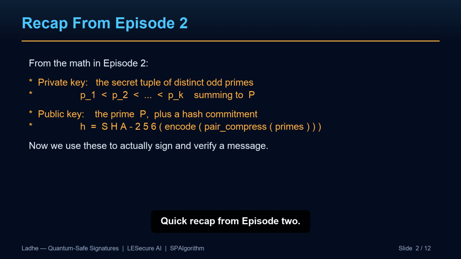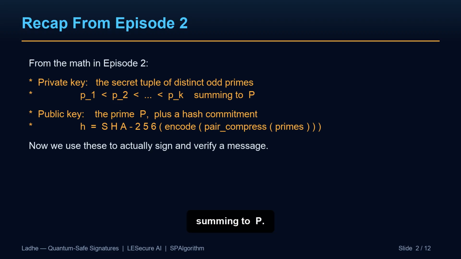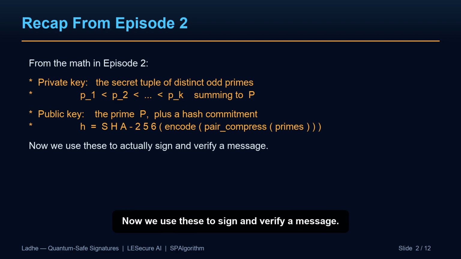Quick recap from Episode 2. The private key is the secret tuple of distinct odd primes, summing to P. The public key is P itself, plus the SHA-256 hash of the encoded compressed witness. Now we use these to sign and verify a message.